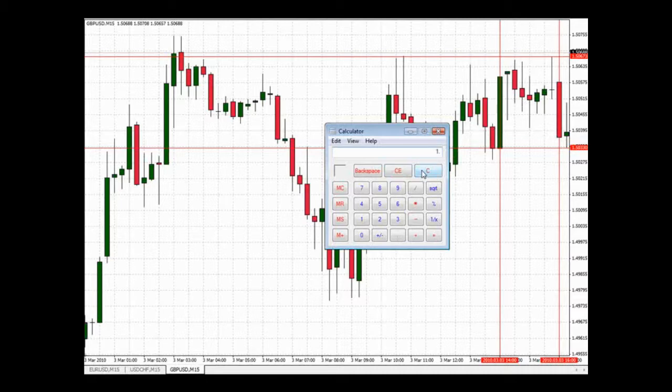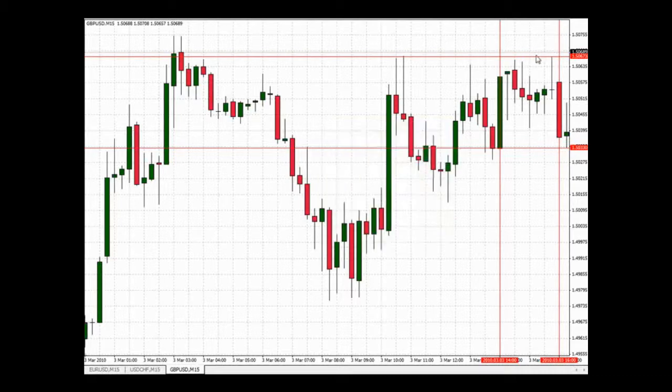So we've got 1.5067 as the high point, minus 1.5033 as the low point. So we've got a 34 pip spread in between these two lines. This is a good place to place our orders. So we would place our buy order on this line at 1.5067, and we would place our sell order at 1.5033.